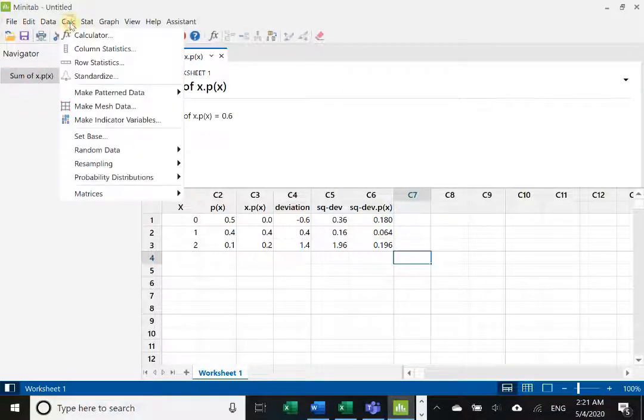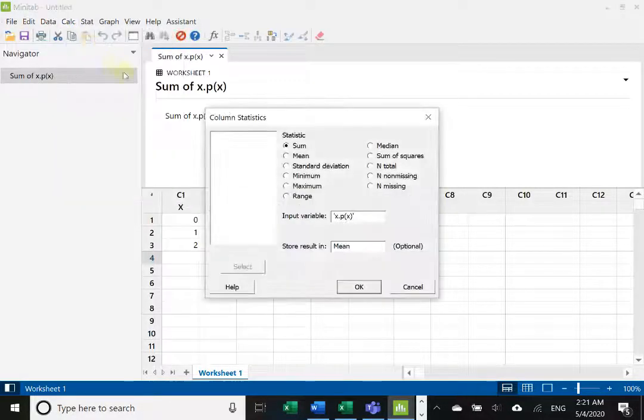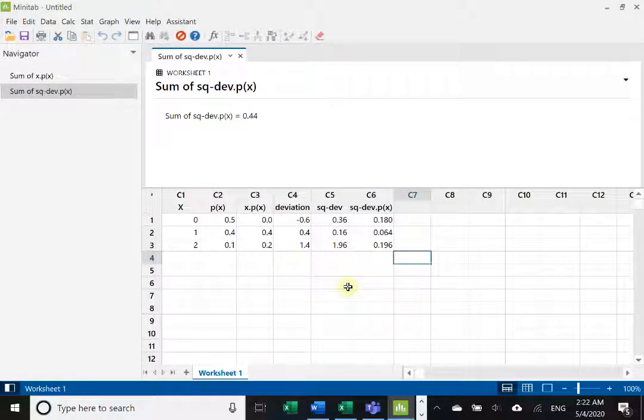So I'm going to go calc, column statistics, we're going to sum. And what are we going to sum? When you get rid of what was in that field, input variable gives you the list of these columns. It will sum any one of these columns, the entries in that column. We want to sum square deviation px, right, and store the results in, since these are going to be variances, I'm going to call it variance. Okay, and now we have those.